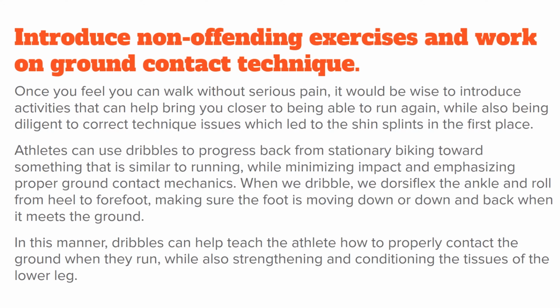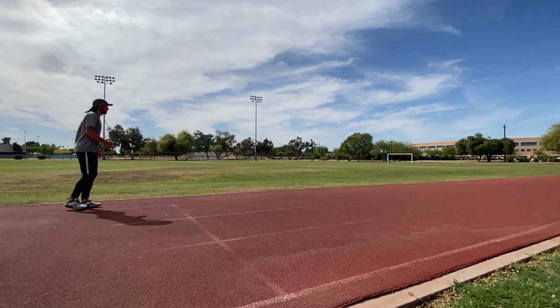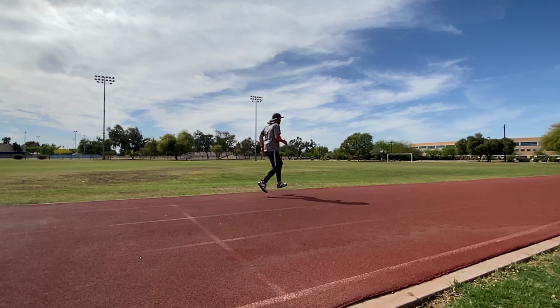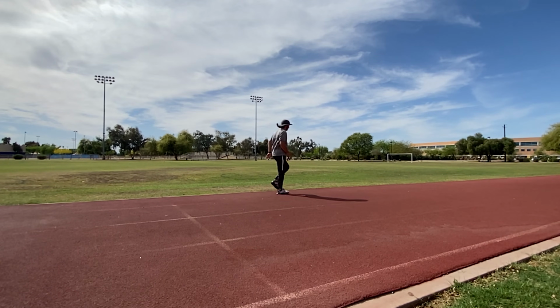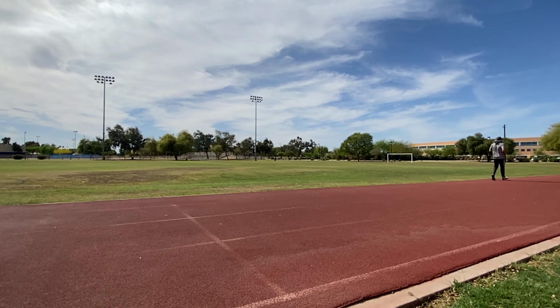Next up, we want to introduce non-offending exercises and work on ground contact technique. So once you feel you can walk without any kind of serious pain, it would be wise to introduce activities that can help bring you closer to being able to run again, while also being diligent to correct technique issues which led to the shin splints in the first place. So athletes can use dribbles to progress back from stationary biking towards something that is similar to running, while also minimizing impact and working on proper ground contact mechanics.